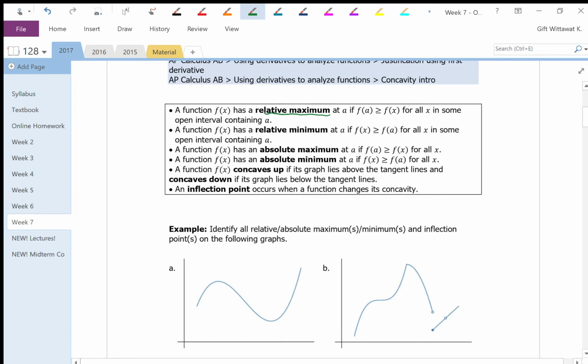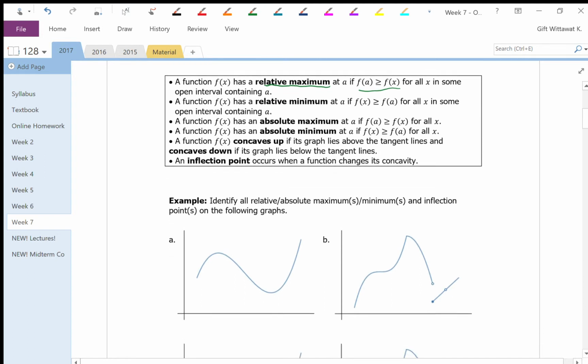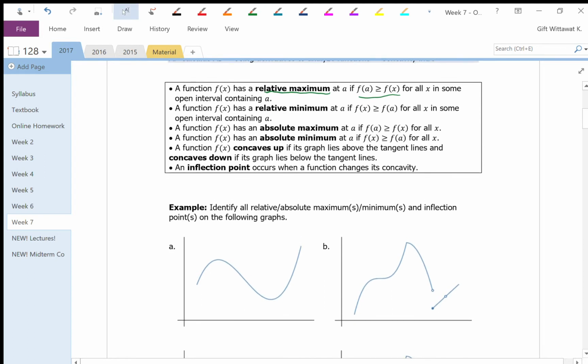The relative maximum of a function is when the value of the function at that point is higher than the value of the function at the nearby points. So for example, this point, the function value here is higher than the function value at nearby points. So this is my relative max. And also on this graph, this point is going to be my relative max. So if you have the graph, plotting relative max or relative min should be a piece of cake.